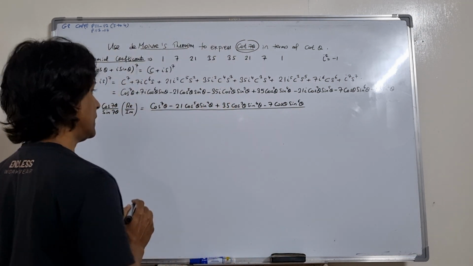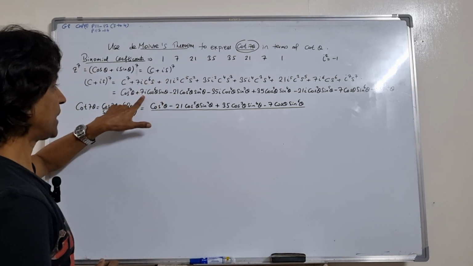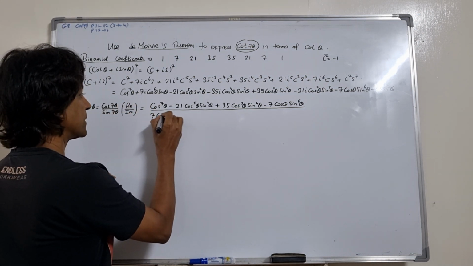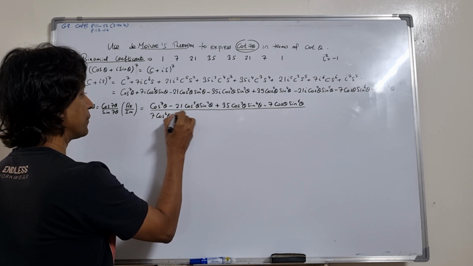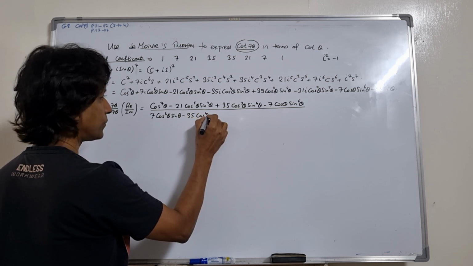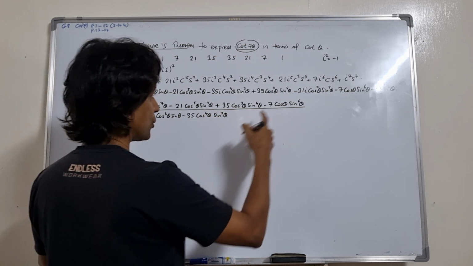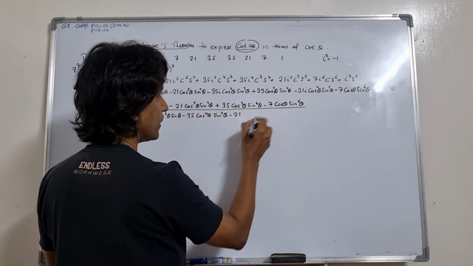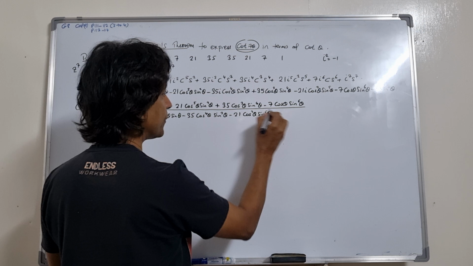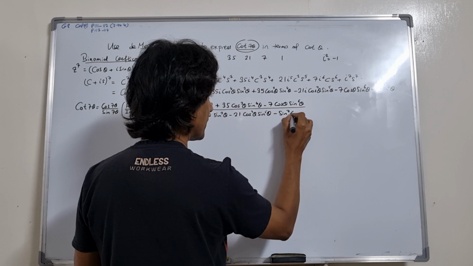the imaginary part. Now for the imaginary part, I've got i in them. So there's 7i cos to the 6 theta sine theta. Then I have minus 35 cos to the 4 theta sine cube of theta. I also got plus 21 cos square theta sine to the 5 theta. Then I've got minus sine to the power of 7 theta.